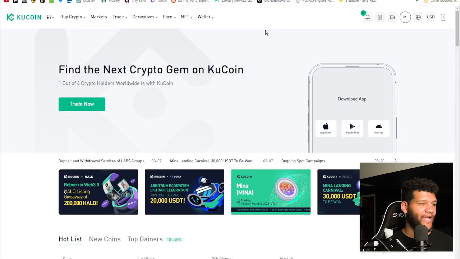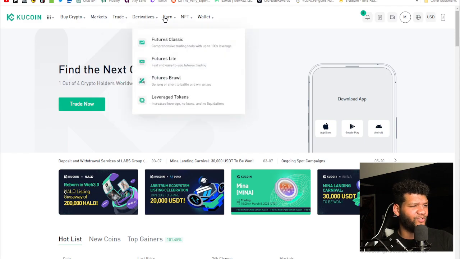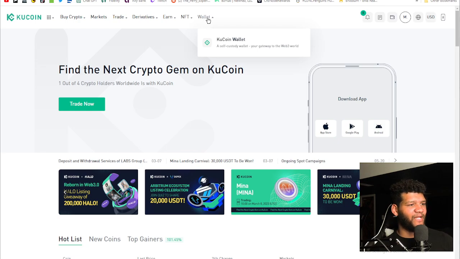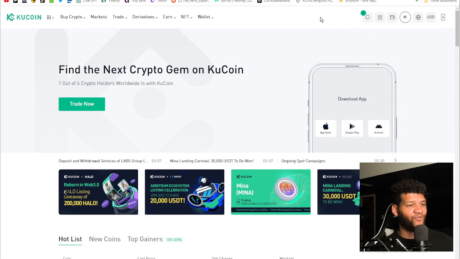But anyways, let's talk about KuCoin. Again, sometimes things can be very complex when you look at a platform here, because you look here and you're like, all right, I understand this. I can go into this header, go into buy crypto, markets, trade, derivatives, earn, NFT, wallet, right? The wallet is self-explanatory. It is your wallet. You go in there, click that, get into your wallet, and you'll see all the different things that are there. But then people start to get confused when they go over here. They're like, oh, wallet. And you have the main account, trading account, margin account, futures, trading bot, financial account.